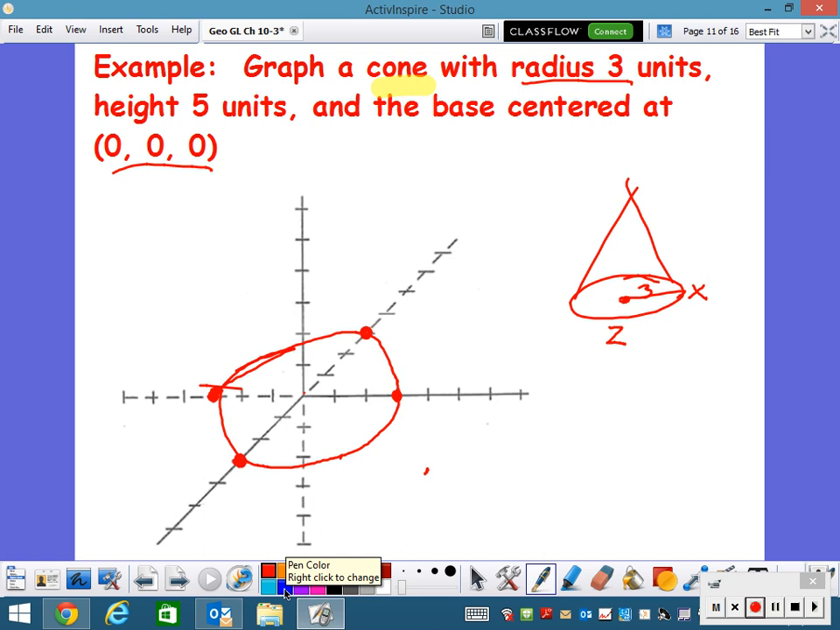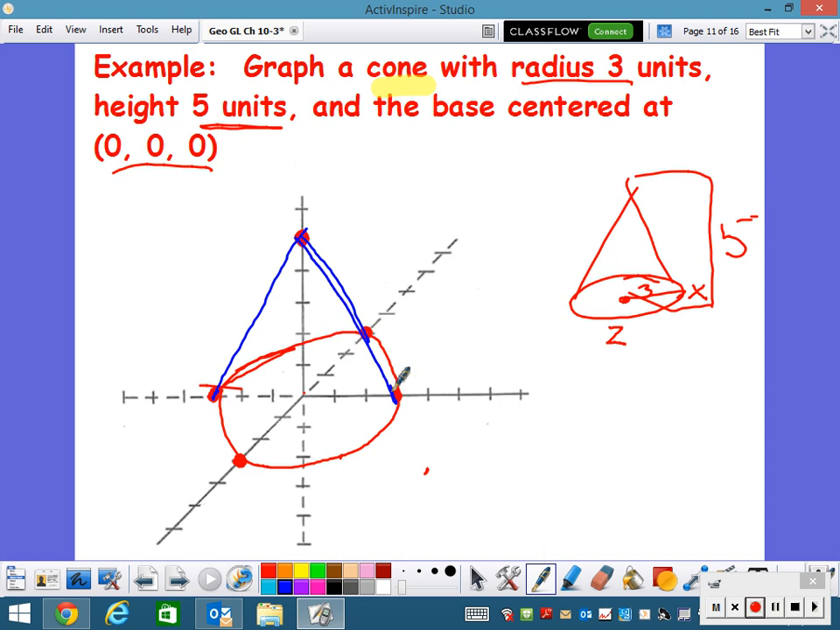And now we're ready to do the height of the cone. And it tells us in the story that the height is 5. So that's going to be going up 5. So from the bottom of the cone up, 1, 2, 3, 4, 5. Here's the top of the cone. And to indicate that this is a cone, I just artistically draw in some little connectors from the top of the cone down to the bottom to indicate that this should look like a cone.